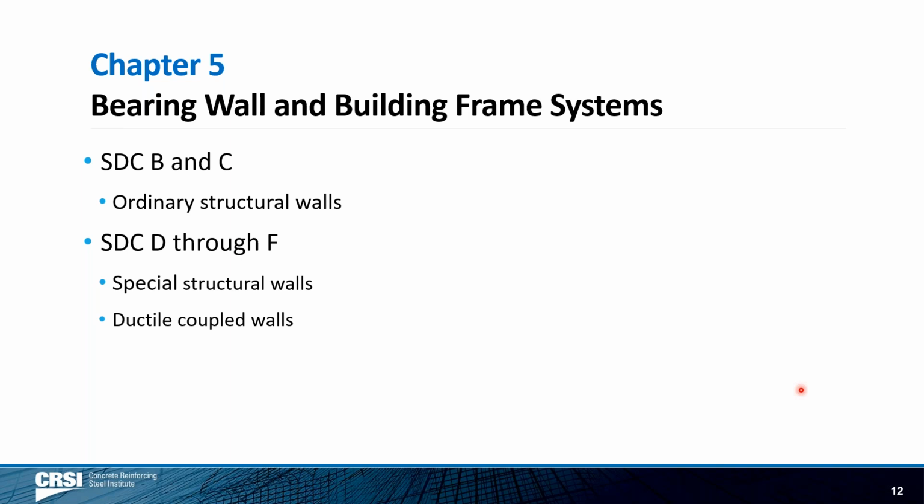Okay, let's move on to chapter 5, bearing wall and building frame systems. We cover seismic design categories B through F. For design categories B and C, we're required to use only an ordinary structural wall. There's no special detailing involved in that. The way these are detailed is believed to provide sufficient ductility for these low to moderate seismic events. In seismic design category D through F, we require special structural walls, and the new system that I had mentioned before, this ductile coupled wall system, is also now available. And we'll talk about that in a little bit.